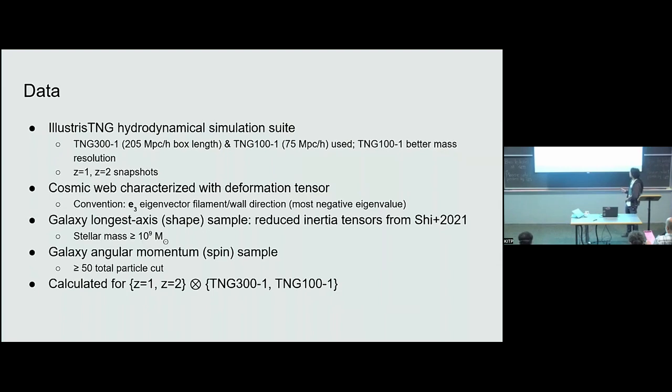As I mentioned before, we're using the Hessian formalism for characterizing the cosmic web, where we take the Hessian of the gravitational potential, which we're calling the deformation tensor, and look at its eigenvectors. And we know that the convention we use, which is opposite from other works, is that we call the eigenvector of the most negative eigenvalue the E3 eigenvector. Some other works call it the E1 eigenvector.